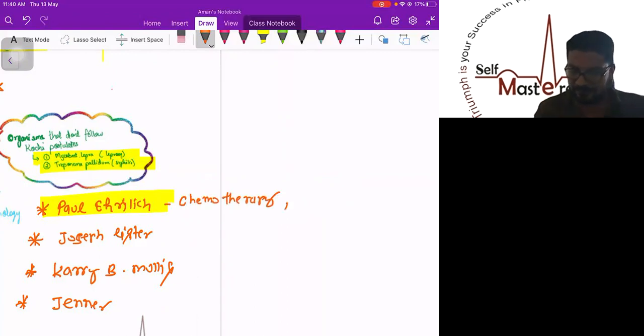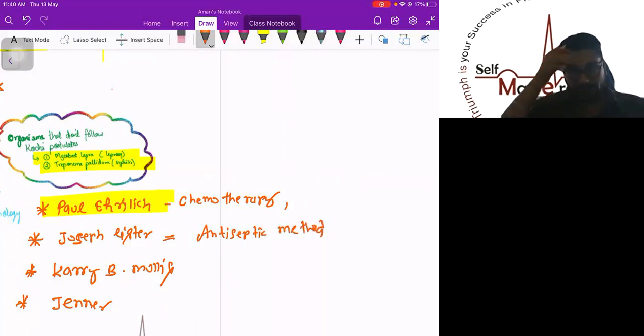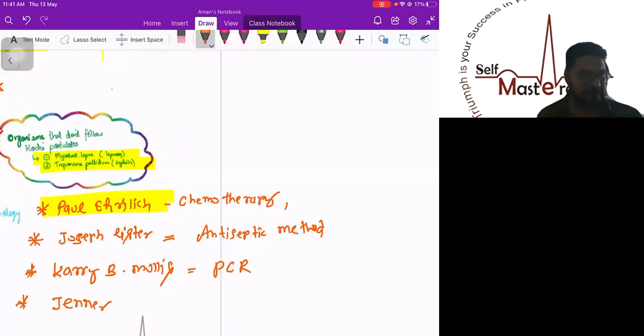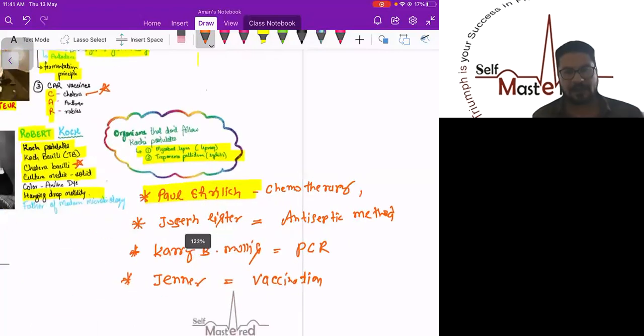And Joseph Lister, he gave the antiseptic method. He gave the concept of the antiseptic method. Kary B. Mullis is considered the father of PCR. Jenner, you know, is associated with the vaccine. He is considered the father of vaccination. So these are other scientists' names that you should remember in the general part of this microbiology discussion.